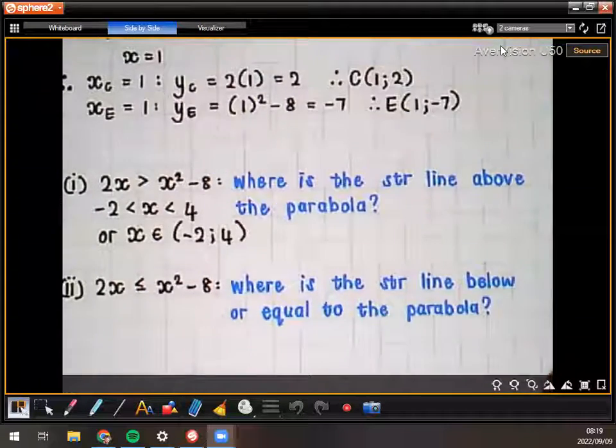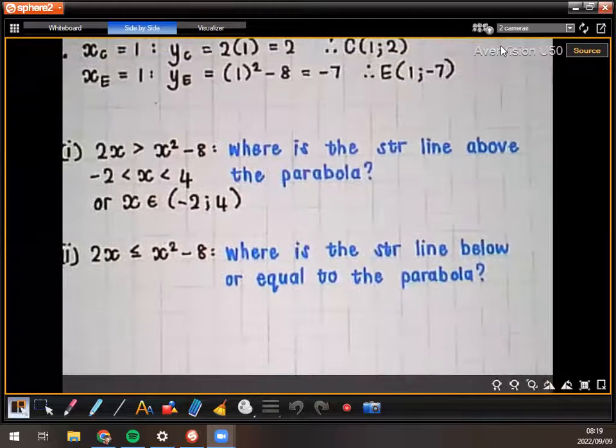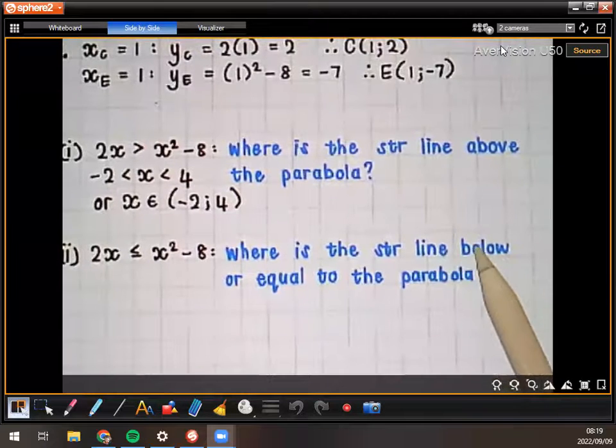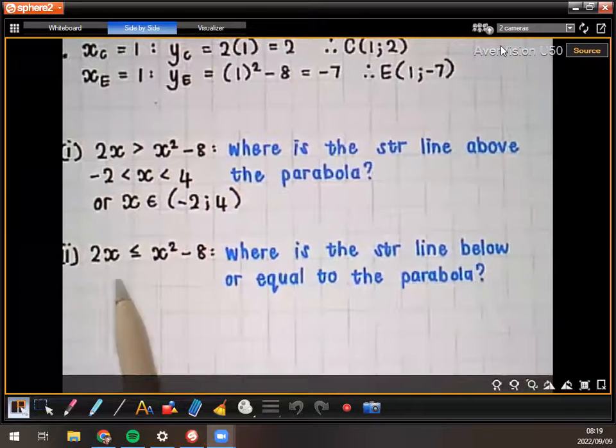Okay, next one. They now just basically swapped it around. They said that 2x, which is the straight line, must be smaller than or equal to the parabola. So I just wrote in words here. Where is the straight line now? Because it's smaller than, guys, they're looking for where the straight line is below the parabola, or because they put that line there, equal to. That's going to be the other section, right?